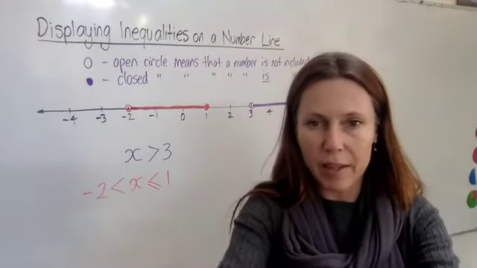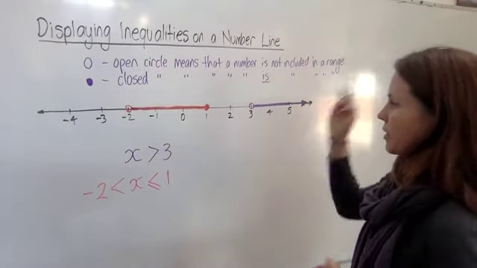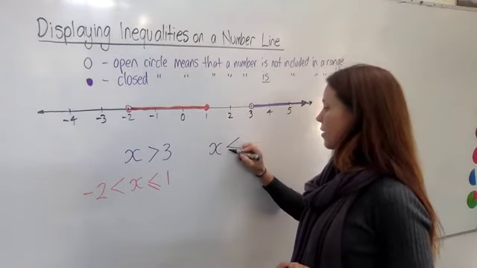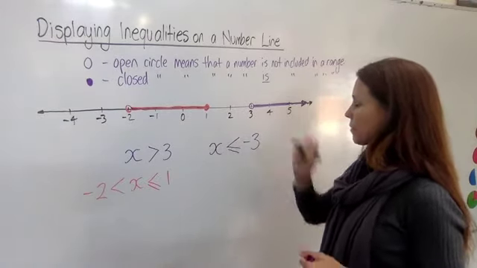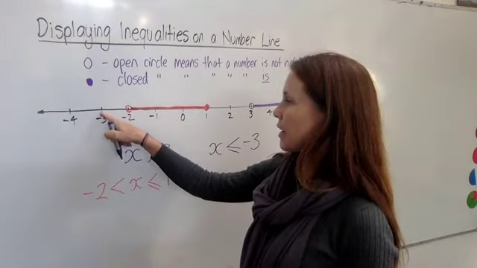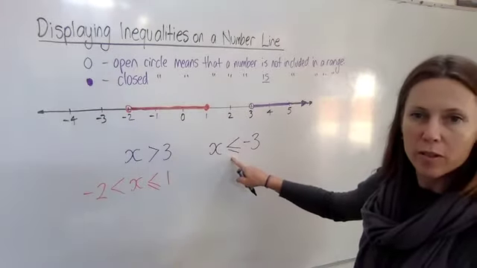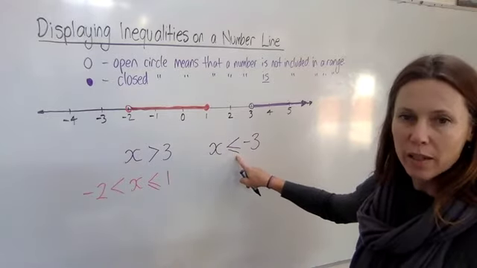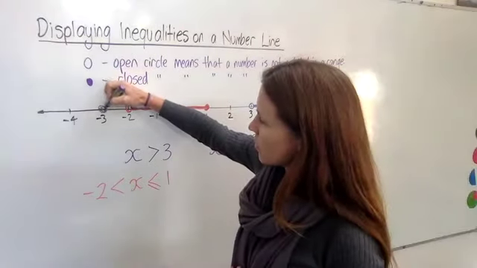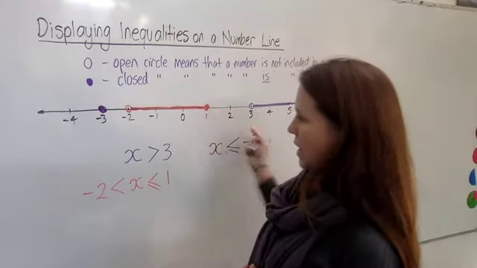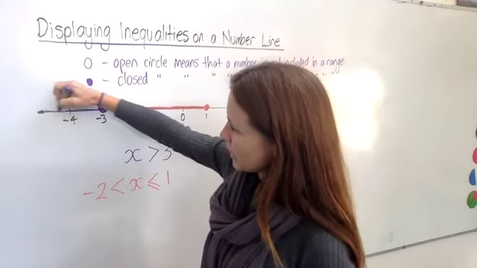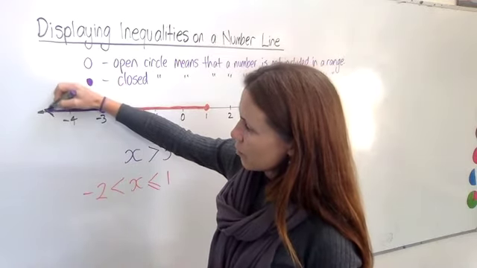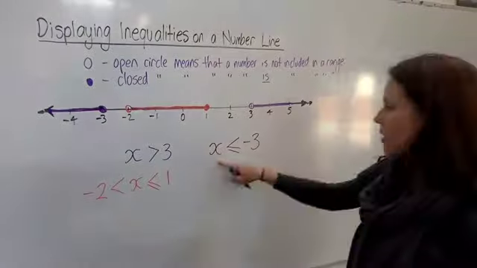We could graph a third inequality, something that's smaller. How about X is less than or equal to -3? I find -3 down here. Check if it needs to be an open or closed circle. What do you think? Closed, because it could be equal to -3. So I draw a closed circle there, and X can be anything smaller than that, going all the way down to -infinity. So I colour in a little section of the line and then put a nice big arrow on it, and I've now graphed this part.